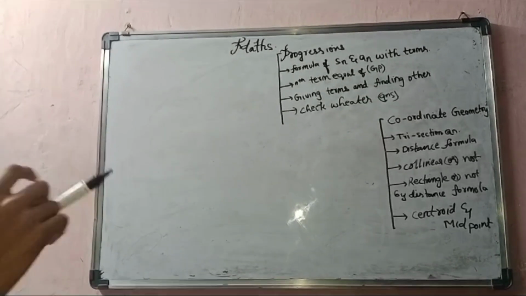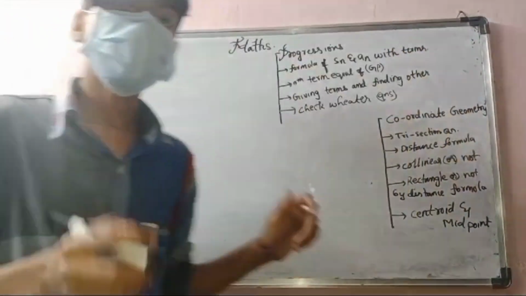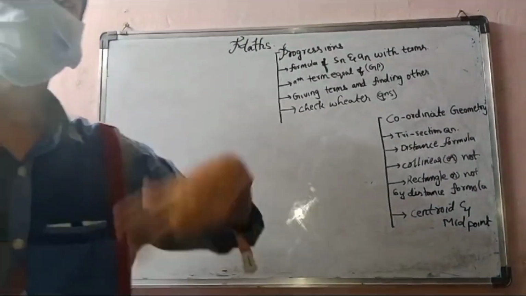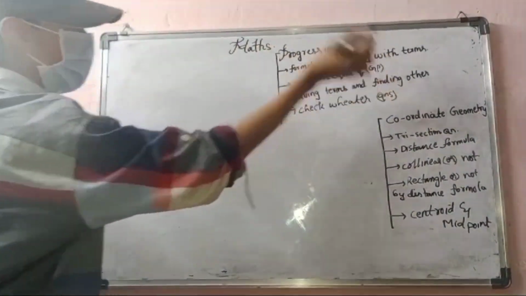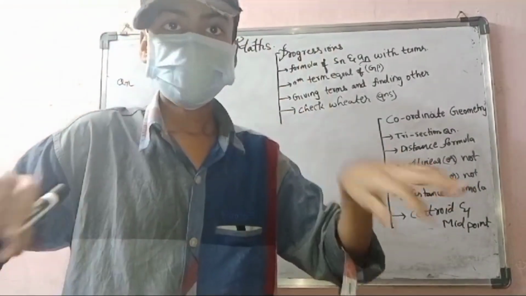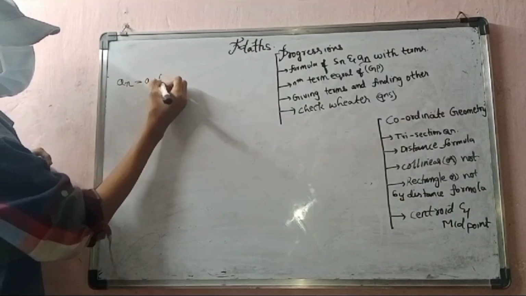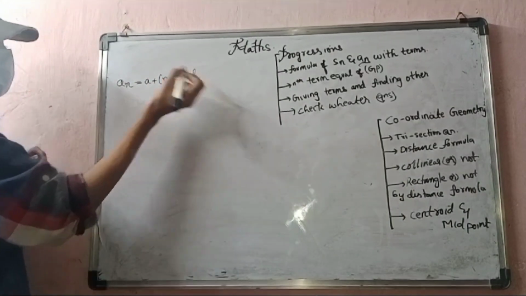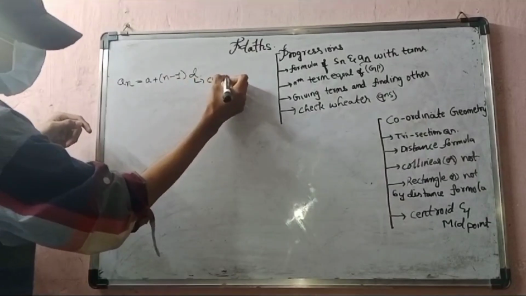First of all we are going to talk about the formulas of Sn and An with terms. Sn means sum of all terms, but first we will learn about An. An is nothing but the nth term of an AP, and the An formula is A plus n minus 1 into d.